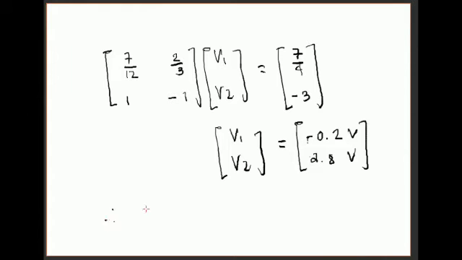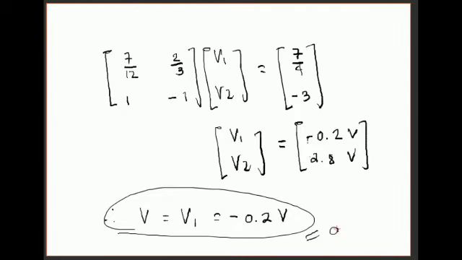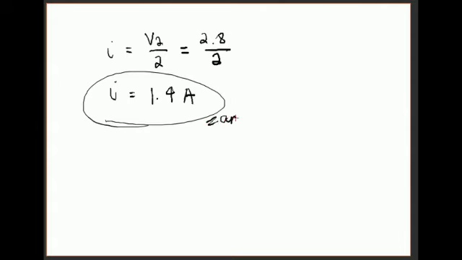So therefore we have V, which is our V1, equals negative 0.2 volts, and I is equal to V2 over 2. V2 is 2.8, divided by 2, so I is equal to 1.4 amperes.